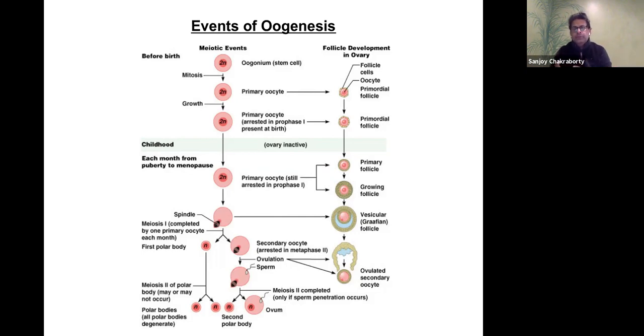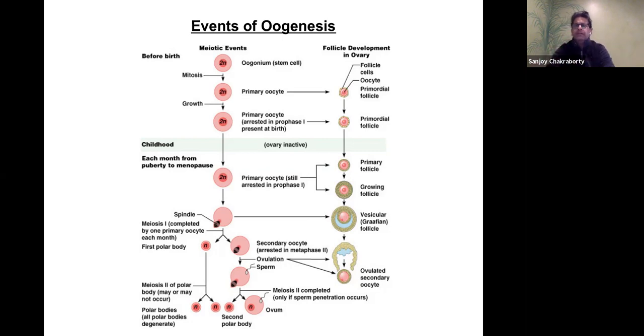And the metaphase 2 stage egg is not going to complete its meiosis if it is not fertilized by a sperm. They're just going to wash away from the body. So that's the part of the egg.